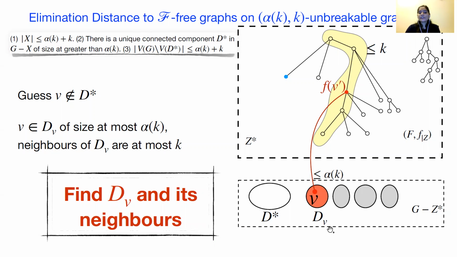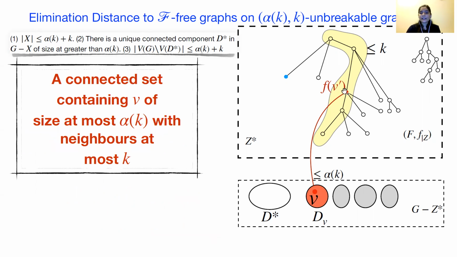So V is contained in a connected component of size at most alpha k, which has at most K neighbors. Now we want to find this connected set, say D_V, and we want to find its neighbors. And as we observed, this is a connected set of size at most alpha k with at most k neighbors.